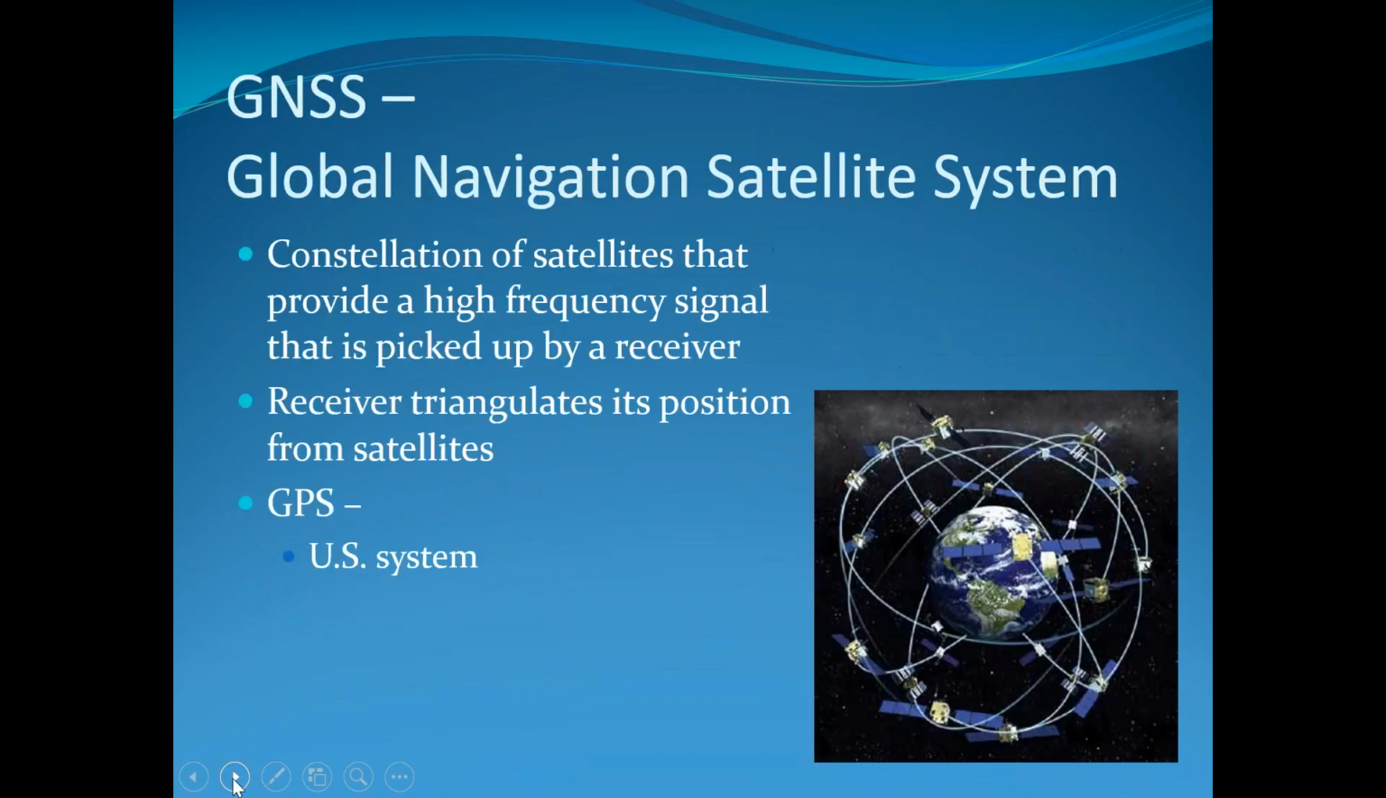Advanced Navigation Systems, GNSS, which is the Global Navigation Satellite System. It's a constellation of satellites that provide a high-frequency signal that is picked up by a receiver. The receiver triangulates its position from satellites from the GPS system. Works the exact same way as if you have a GPS in your vehicle, or handheld, or on your phone, or whatever, it works the same. Aircraft have this global navigation satellite system technology.